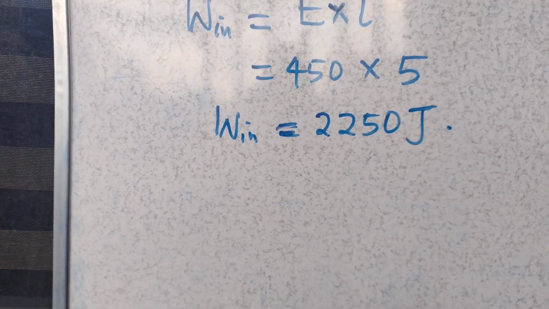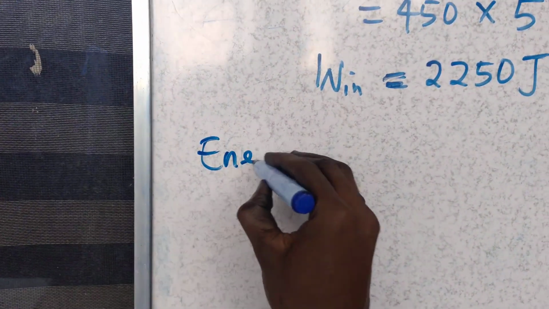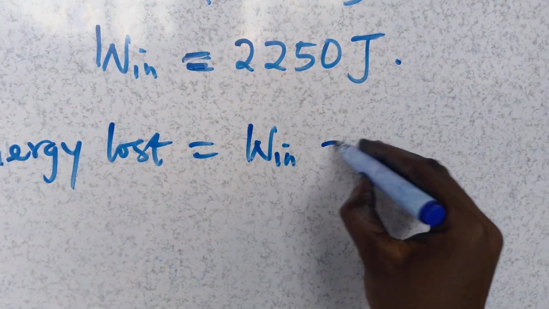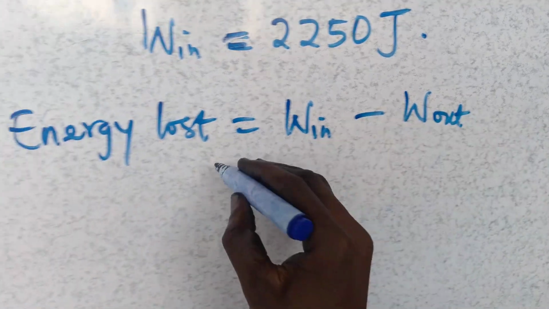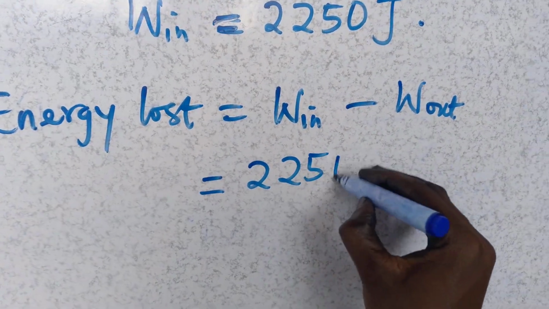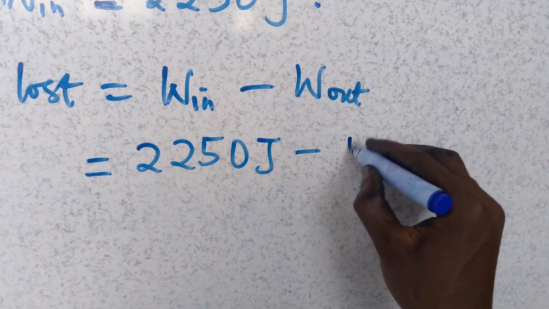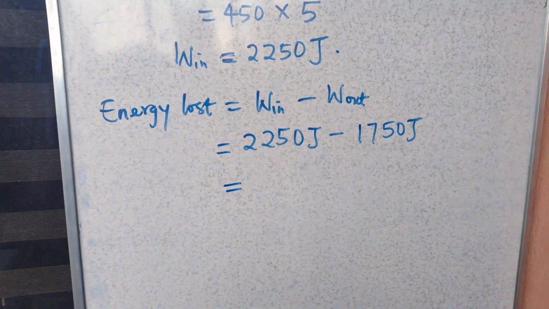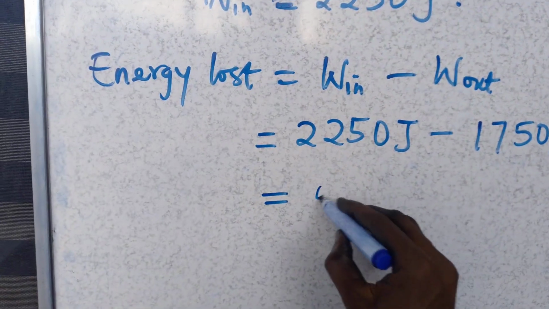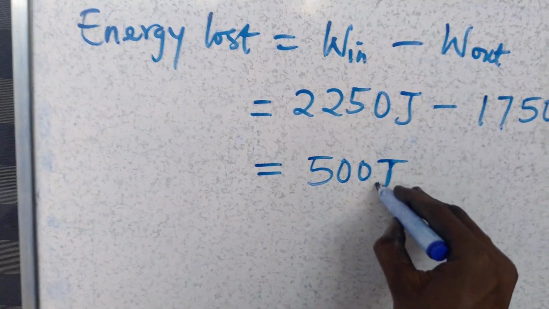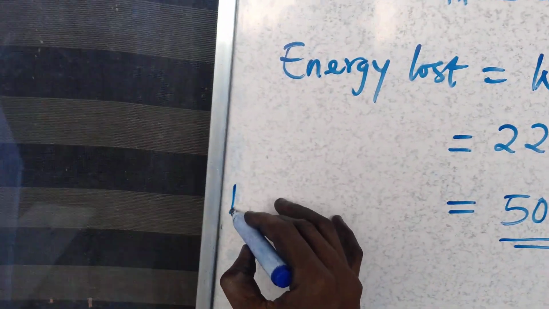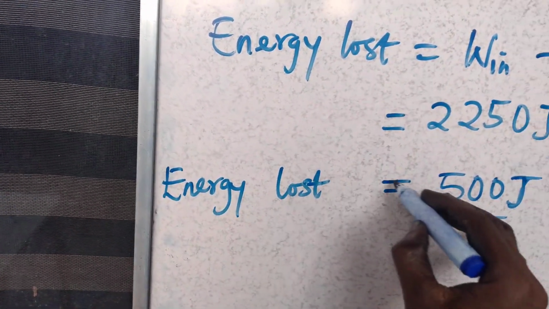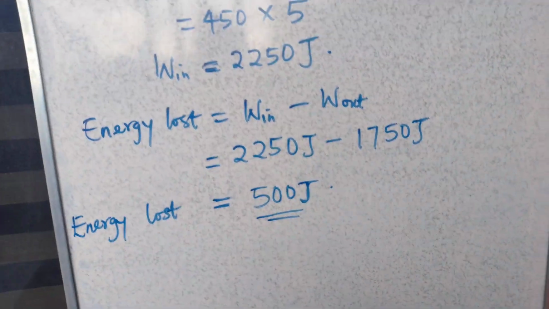Now what they say we should look for is the energy lost. The energy lost is work input minus the work output. So the work input is 2250 joules minus my work output of 1750 joules. If I subtract this, my energy lost is 500 joules.